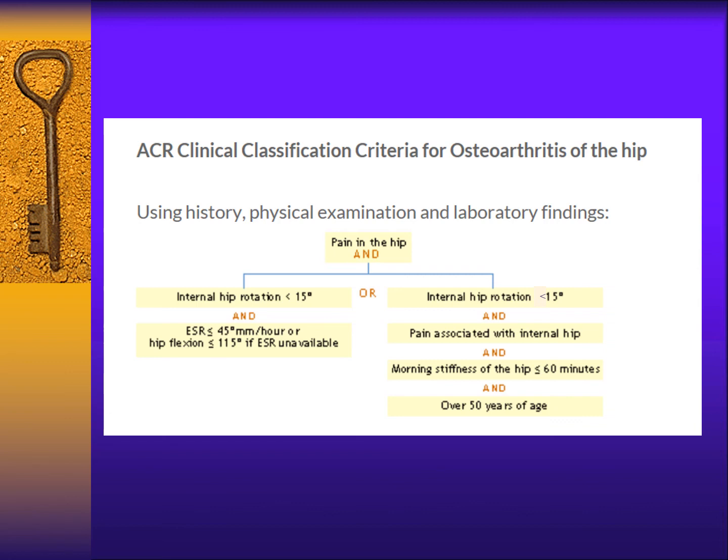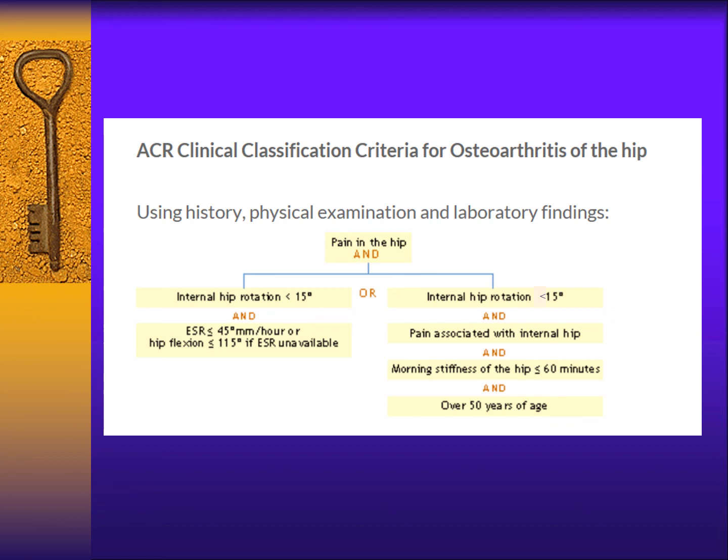Also, if they have a SED rate that's normal, or in this case less than 45, that is a laboratory test that's used again to determine whether or not there's systemic inflammation in the body. Or you can go on the right side. If you don't have access to lab testing, we look at, once again, hip internal rotation less than 15 degrees. There's pain associated with that measure. We have morning stiffness less than an hour.